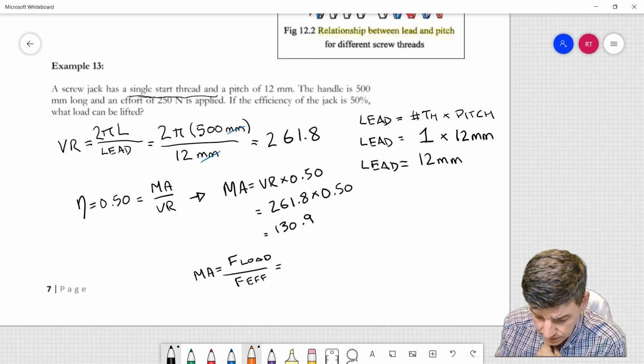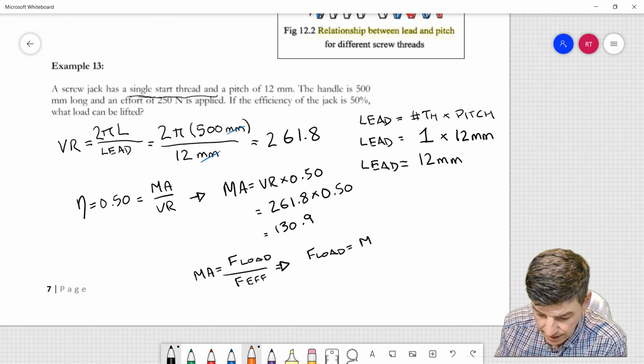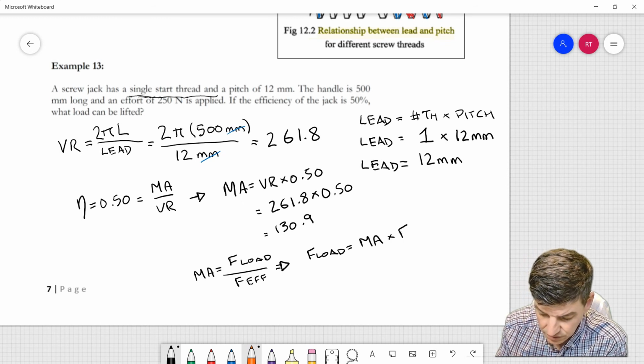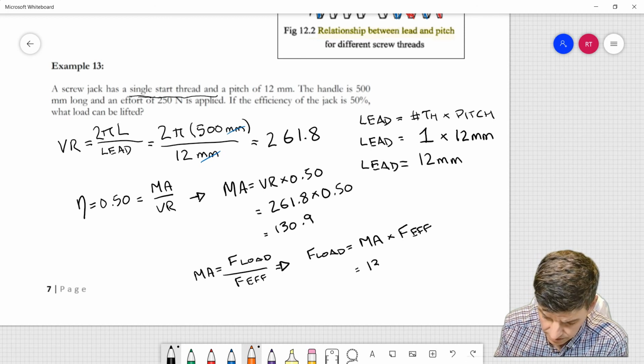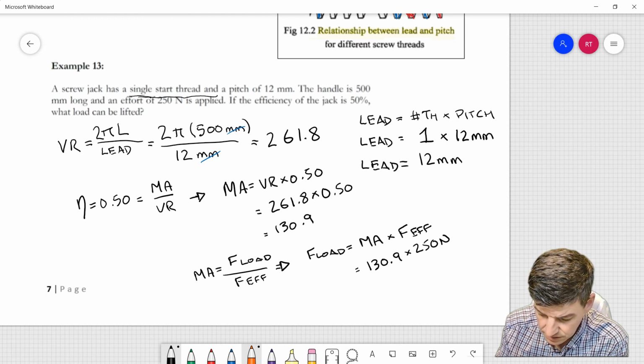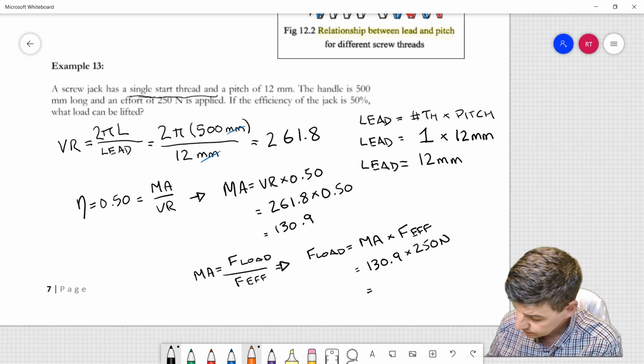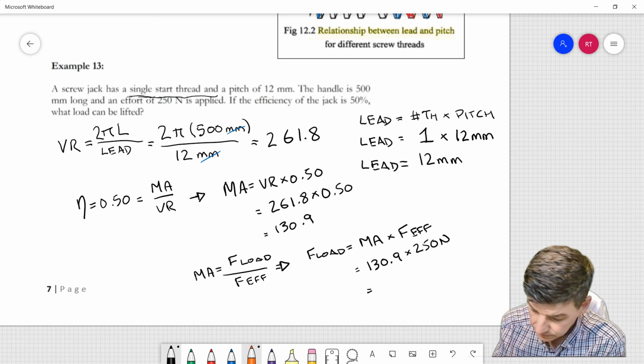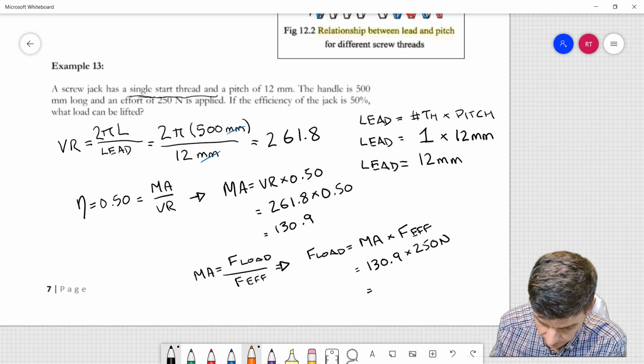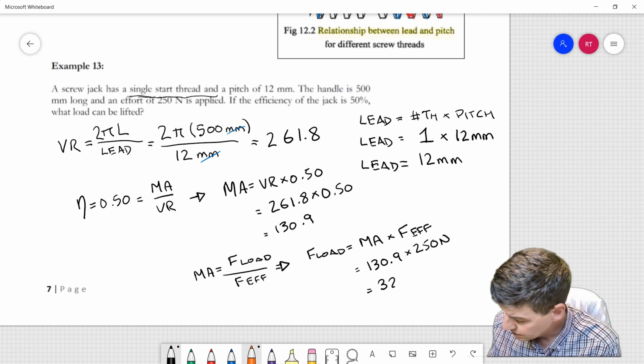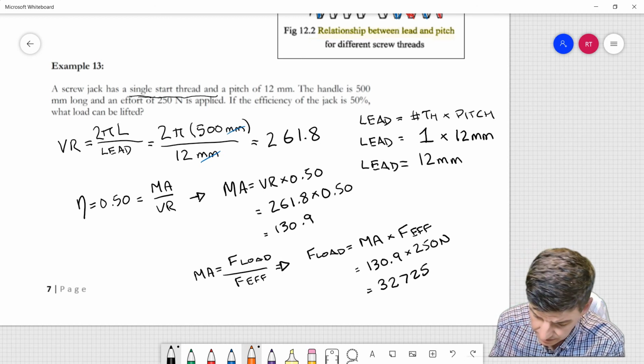If I rearrange to find the force of my load, it is going to be equal to MA times the force of my effort, 130.9 times 250 newtons. So 32725 newtons.